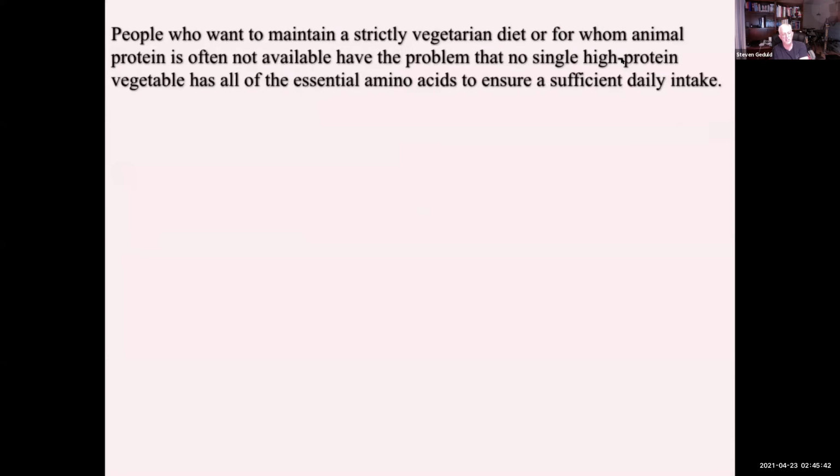So people who want to maintain a strictly vegetarian diet, for whom animal protein is often not available, have the problem that not a single high protein vegetable has all the essential amino acids to ensure sufficient daily uptake. That doesn't mean you can't eat healthy as a vegetarian. What it means is it takes more effort to do it right, because you have to make sure you're getting those essential amino acids from the different sources. You don't just get it from one source like we do with animal proteins.